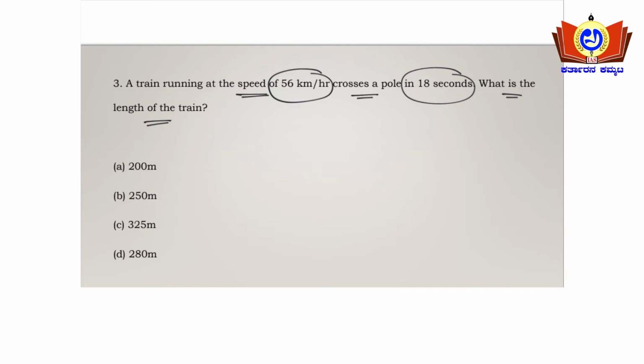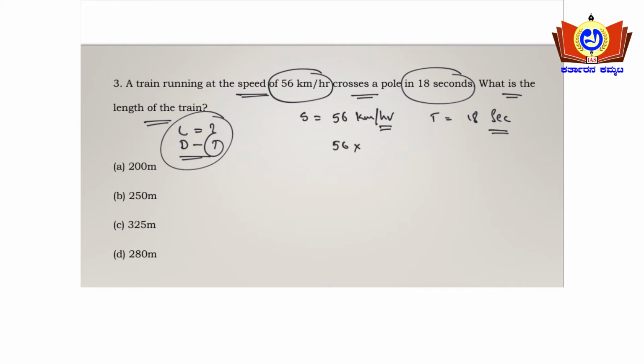Speed they have given as 56 km per hour. Time they have given as 18 seconds. See, this is in hours and this is in seconds. They have asked to find the length, that is nothing but the distance. What is the length of the train? That is nothing but distance here. What I'll be doing here is converting 56 into meters per second.